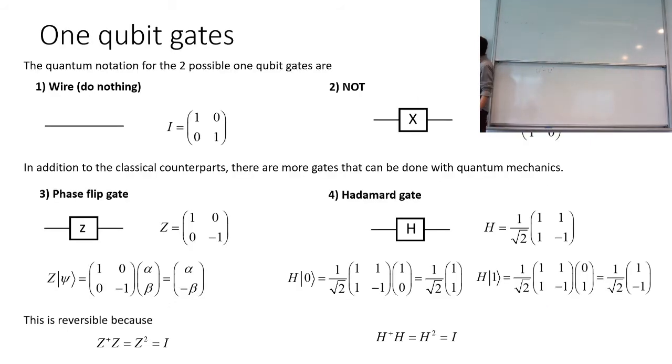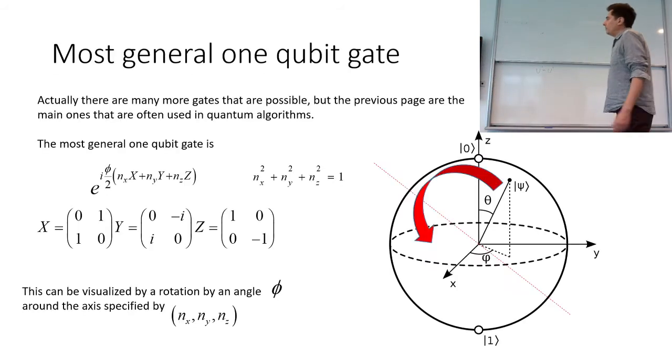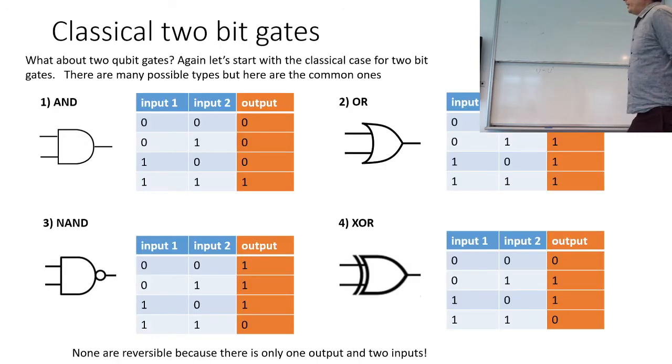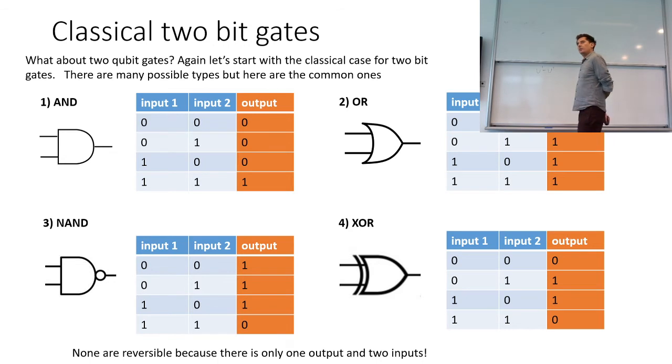Okay, but often we don't really use this most general one qubit gate. Often these are quite common kinds of gates that you might see in a quantum circuit. So that's pretty much the end of the story for one qubit gates. What about two qubit gates?